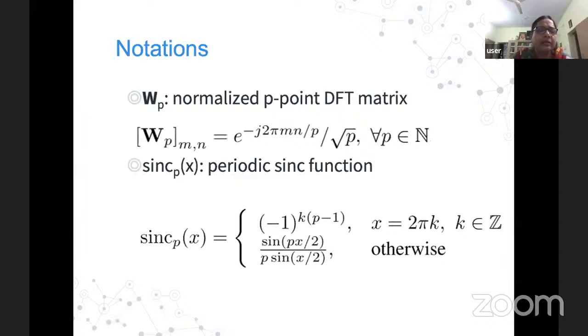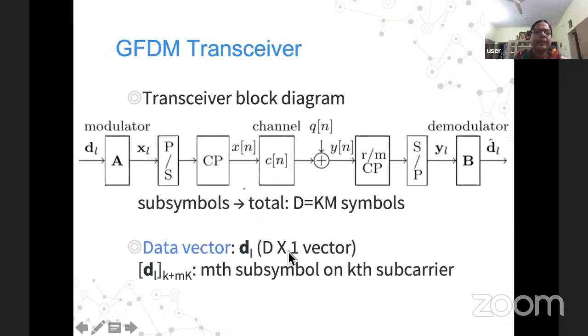Okay, and we use sinc x, that is a periodic sinc function. We know that sinc x is sin pi x by pi x. Also, I can use a different mathematics. So a transceiver block diagram, how it is generalized. Here I don't think I can explain without using my notepad. Okay, I'll try to explain it.